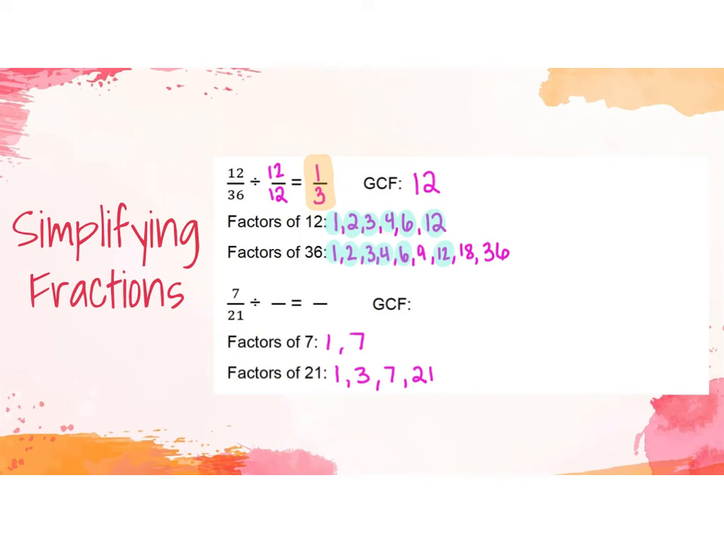Now we will circle all of the common factors between both numbers. 1 is a common factor, and 7 is a common factor. So our greatest common factor is 7. If we divide both the numerator and denominator by 7, our fraction will be in its simplest form. 7 divided by 7 is 1, and 21 divided by 7 is 3. So 7/21 in its simplest form is 1/3.